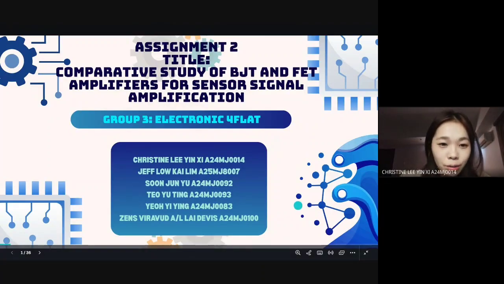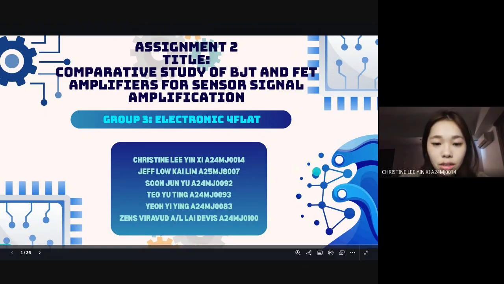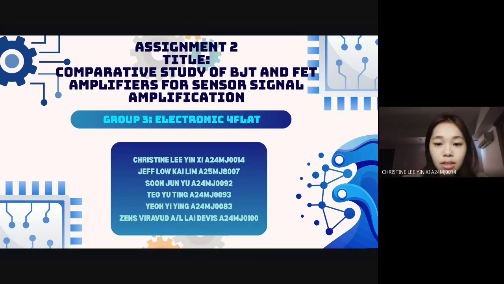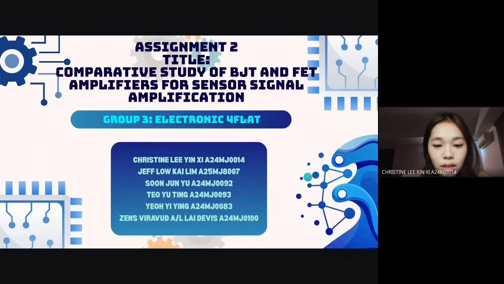Good day, everyone. We are from Group 3 Electronic 4th Lab, and today our team will be presenting our project, a comparative study of BJT and FET amplifiers for sensor signal amplification. In this presentation, we will explore how these two distinct transistor technologies handle weak sensor data and evaluate which performs better under various constraints.